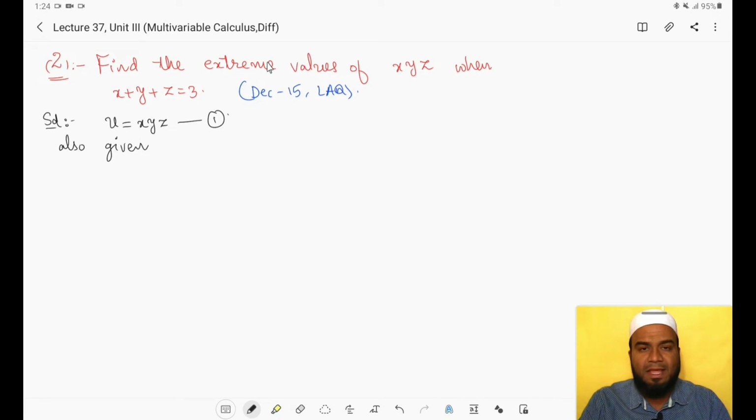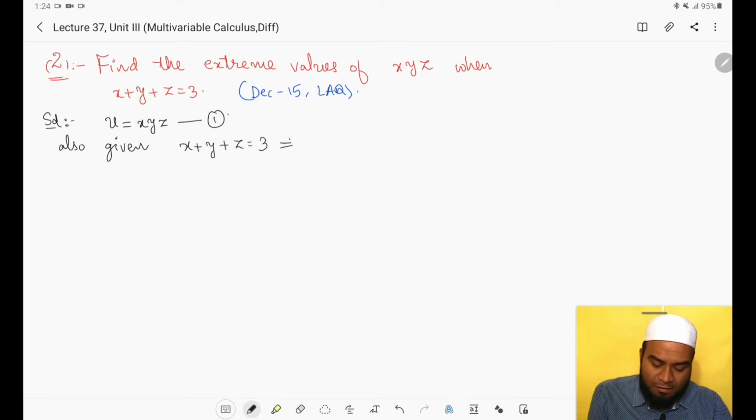If the question is find the extreme values, or find the minimum maximum, or discuss the maximum minimum, the same procedure we have to follow, right? From the given condition we have to find the value of z and substitute in the given function, then find the maxima and minima by using the procedure that we have discussed, right? Also given x plus y plus z equals 3. Now from this we can find z, which is given by 3 minus x minus y.